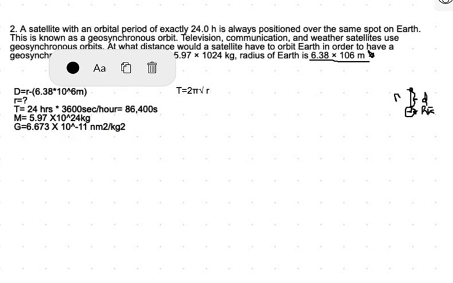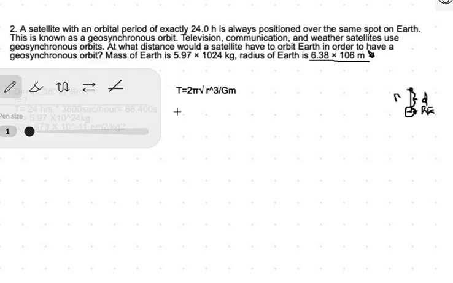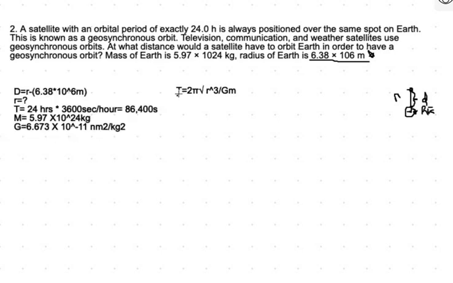Radius cubed divided by GM. Okay, so that was our formula for orbital period. We have the time. We have the gravitational universal constant. We've got the mass of the object that we're orbiting, so we should be able to rearrange this formula in order to solve for r.